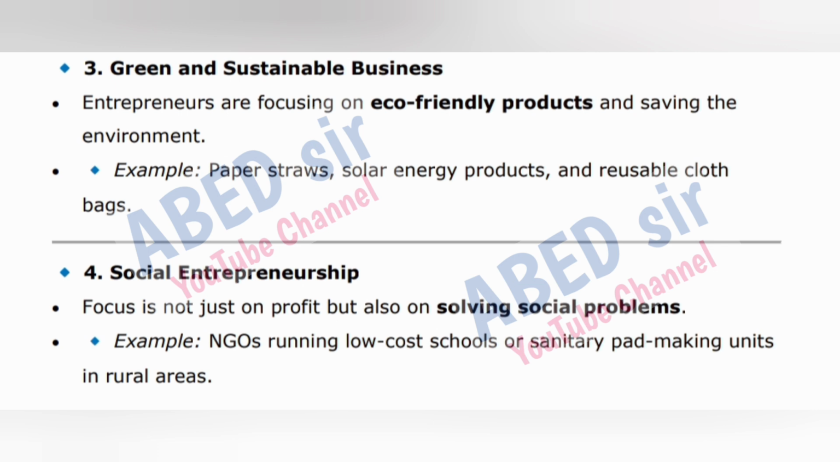Entrepreneurs are focusing on eco-friendly products and saving the environment. Example: paper straws, solar energy products, and reusable cloth bags. 4. Social entrepreneurship. Focus is not just on profit but also on solving social problems. Example: NGOs running low-cost schools or sanitary pad-making units in rural areas.